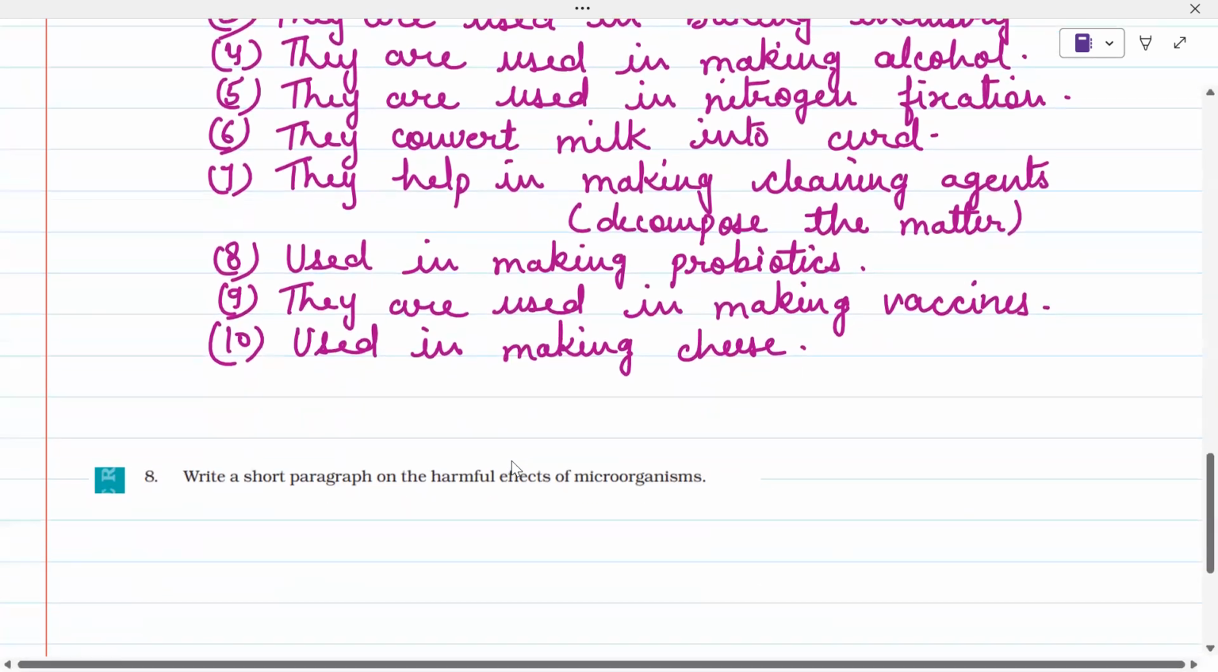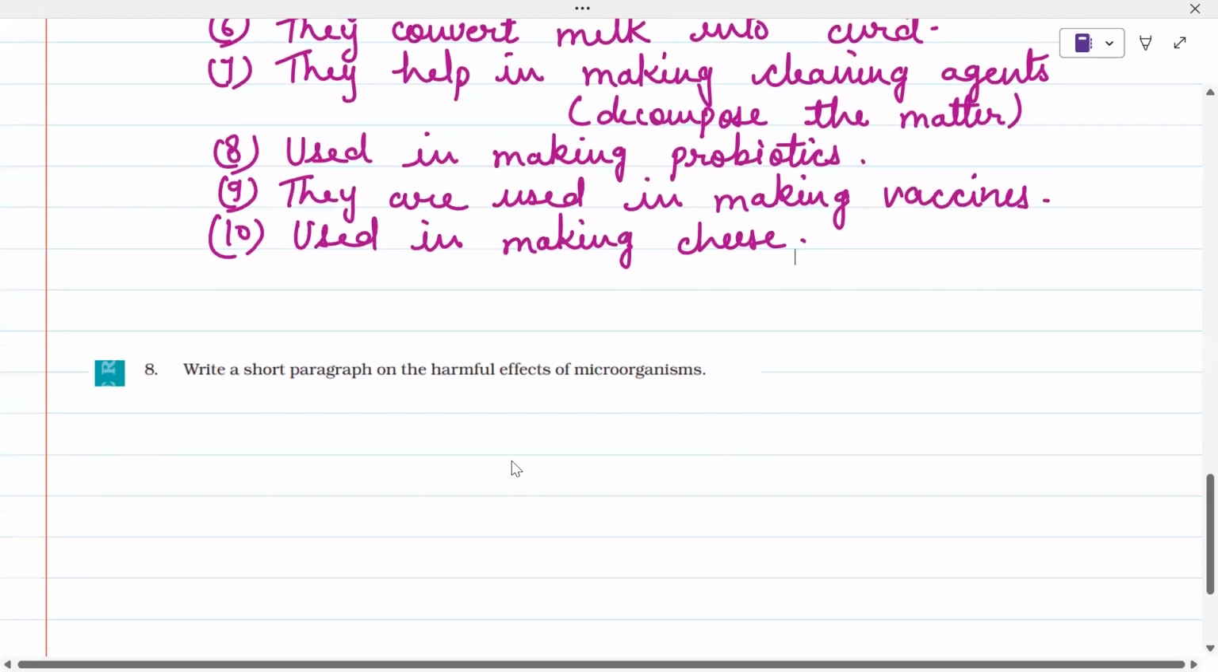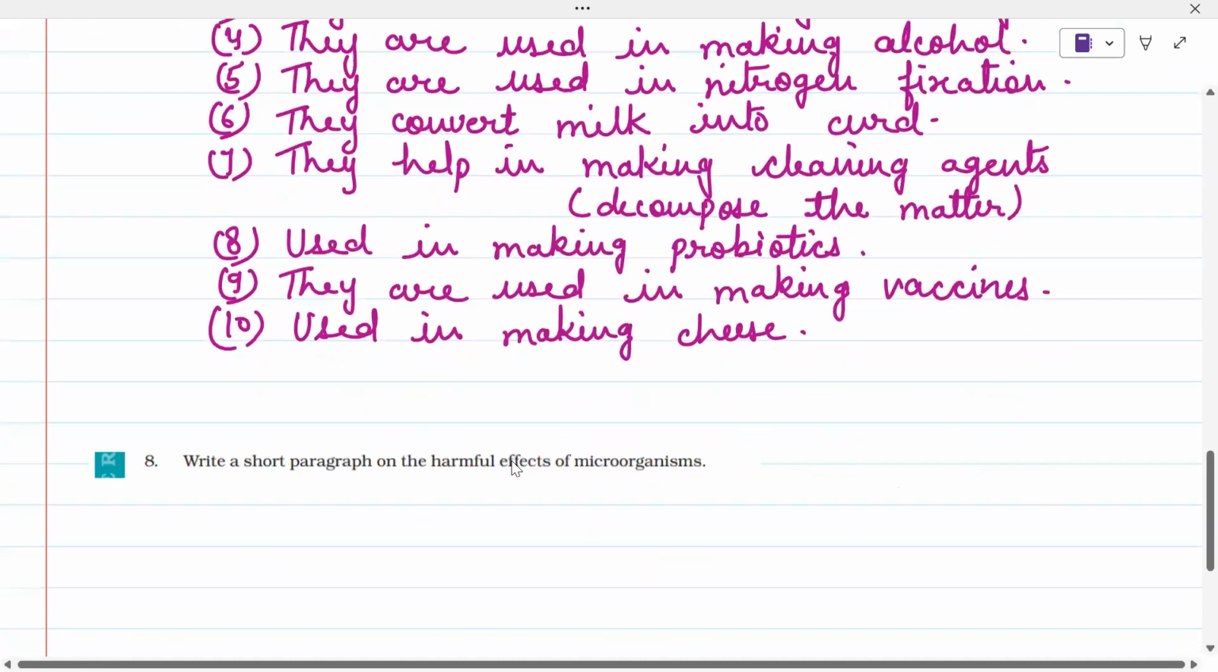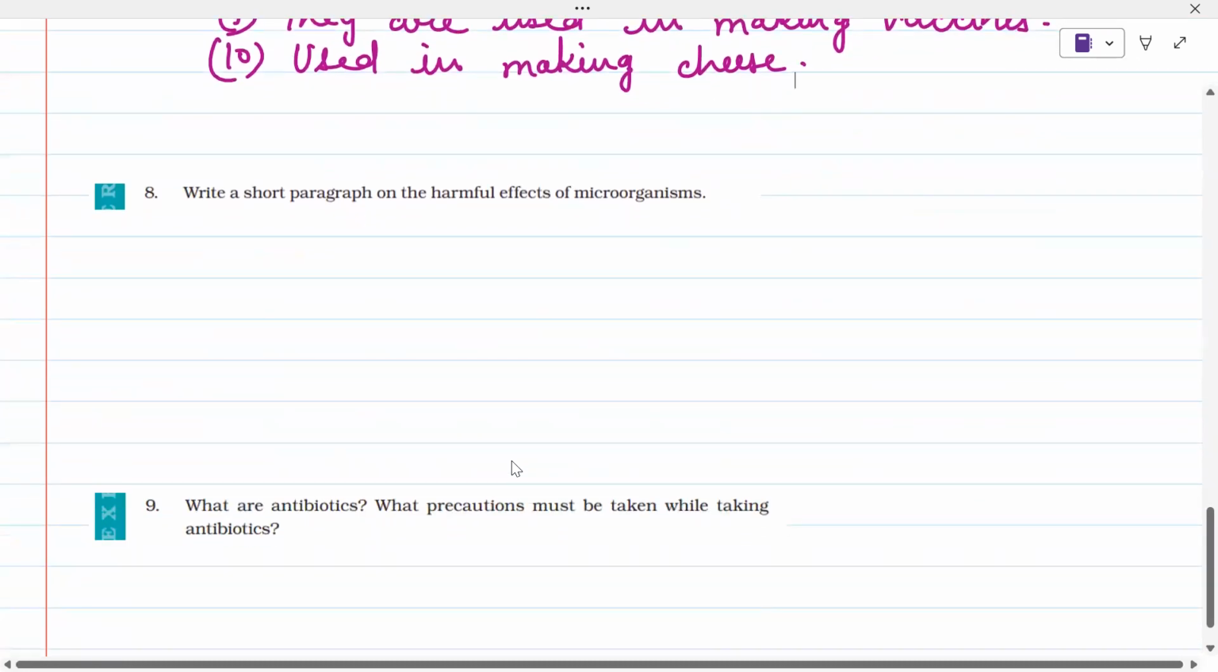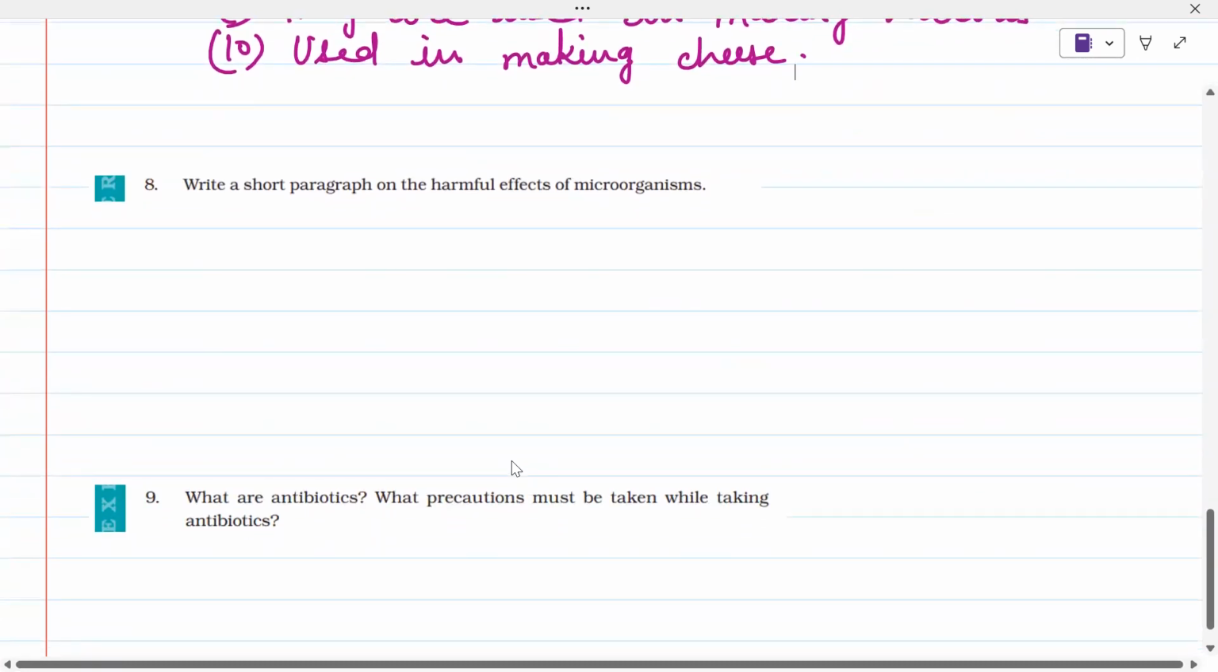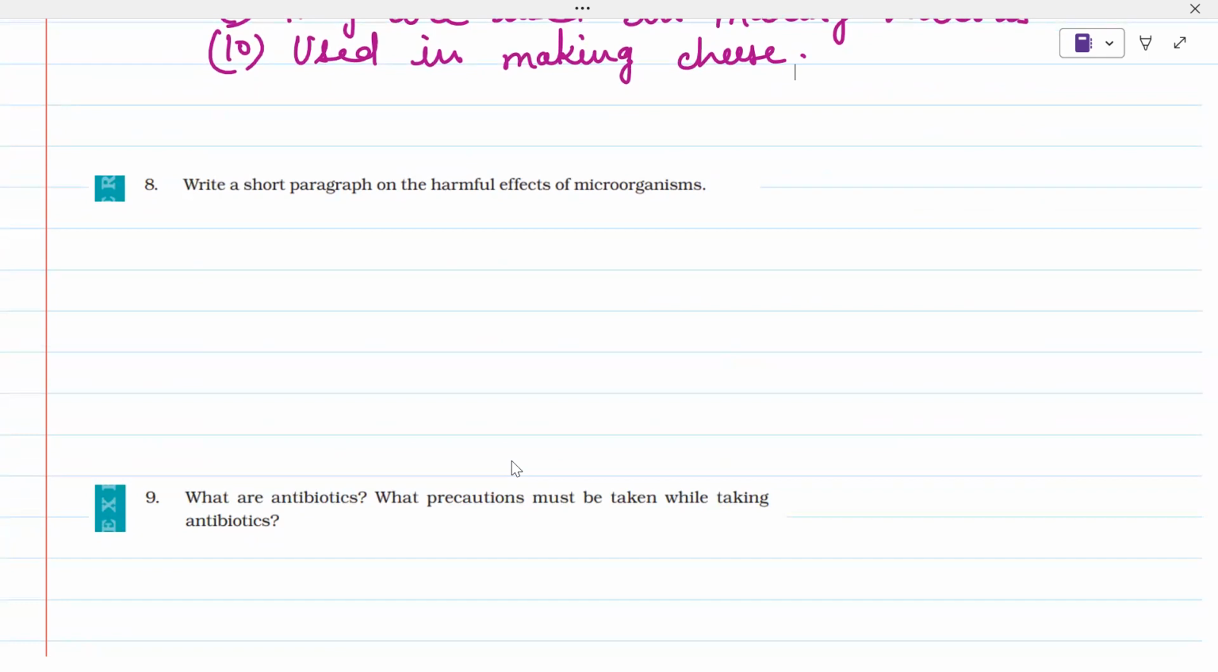Apart from these uses, there are so many other uses as well, but here only 10 we are supposed to write. So we have written only 10 uses, right? Now, next question is write a short paragraph on the harmful effects of microorganisms. So we have to write a short paragraph. We know that microorganisms are useful and at the same time they are harmful. So earlier we have written the lines on useful microorganisms. Now let's write about the harmful effects of microorganisms, right?